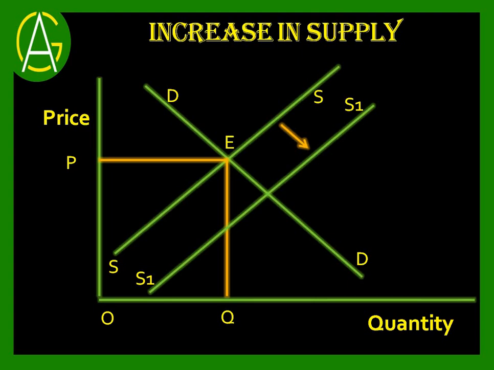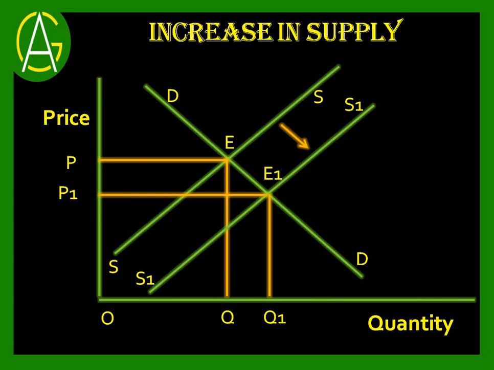And when there is a surplus in the market, the price will fall. But supply has increased, which means more quantity will be available in the market. So quantity will increase and price will decrease. At the new equilibrium point, we can find the new quantity and the new price. OQ1 will be the quantity and OP1 will be the price here. Price has reduced and quantity has increased.